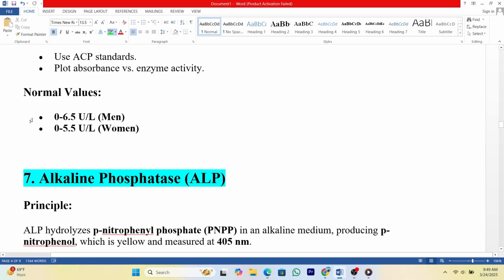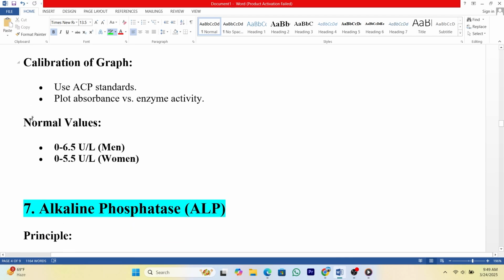Calibration of graph. Use ACP standards. Plot absorbance versus enzyme activity. Normal values. 0 to 6.5 U/L, men. 0 to 5.5 U/L, women.